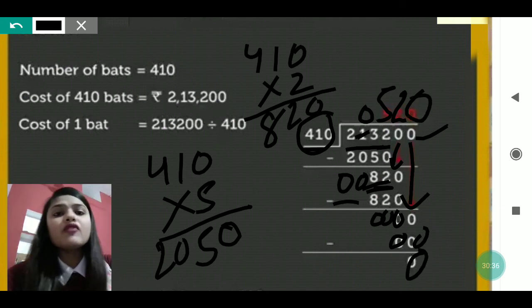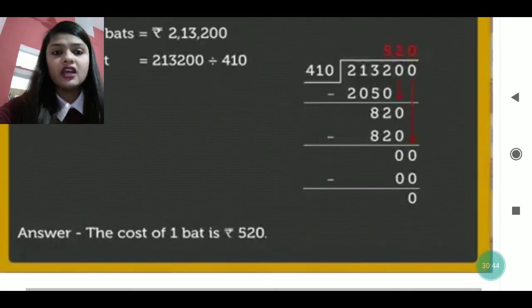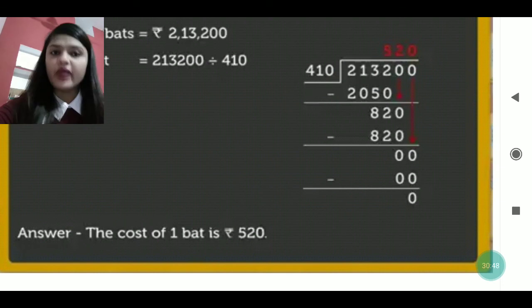So what you have got as the quotient, my dear, is 520, which means the cost of each bat. The cost of one bat, or the cost of each bat, is 520. What is the cost of each bat? 520.